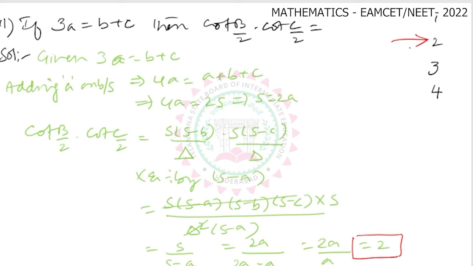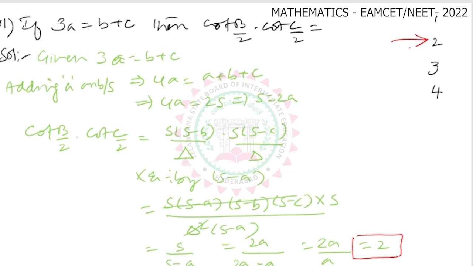Is it clear? So, what is given? Basically, it is given as 3a equal to b plus c. We want the value of cot B by 2 into cot C by 2. It is independent of a, b, c, and the answer is numeric. There it is 1, 2, 3, 4. So, what I have done, in the given condition, I have added a on both sides. So this 3a plus a becomes 4a.